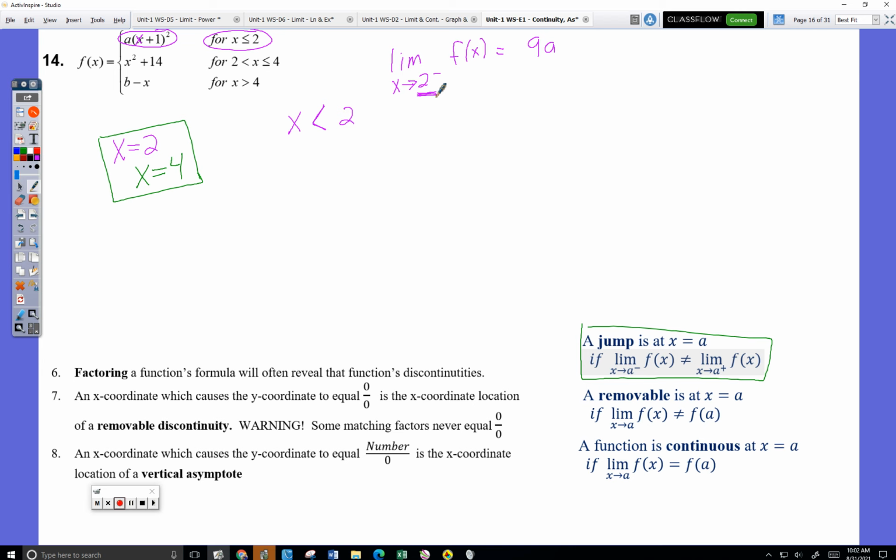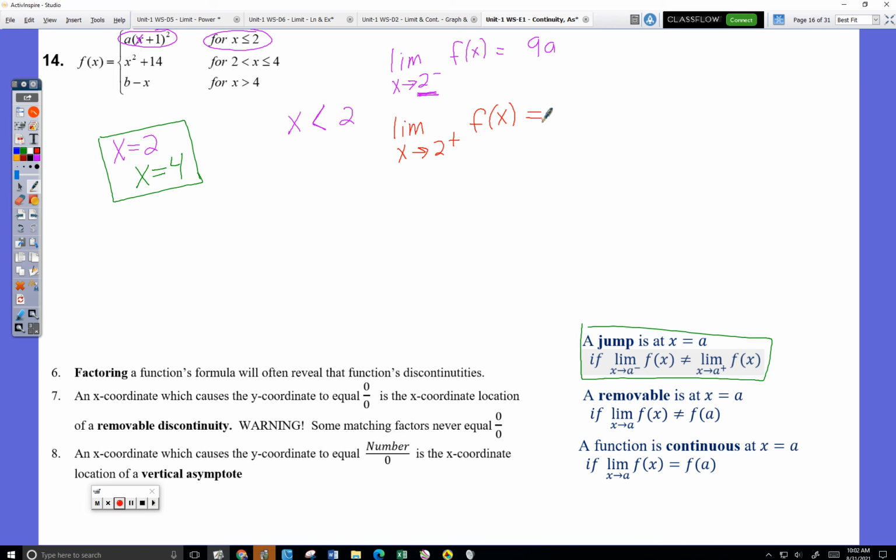Okay, cool. We found the left-hand limit. If we're looking for a jump, we have to find the right-hand limit and compare them. So, please find the right-hand limit. The limit as x approaches 2 from the right, hands up. There we go.